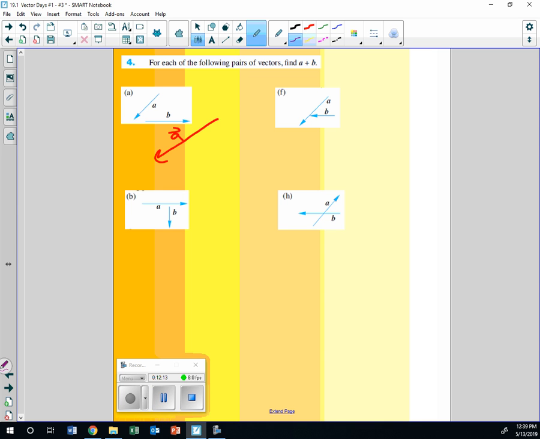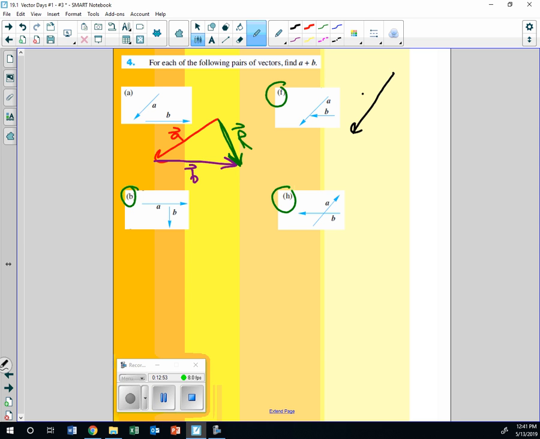B starts where A left off, here, and I go over, there's B. Is that my answer? A plus B? Still not there yet. How about that? Is that the answer? Still not there yet. You have to show where you started, which was here, and where you ended is down here. That is your resultant. Notice that I have an arrow and I have a body for that. You try B, H, and F.